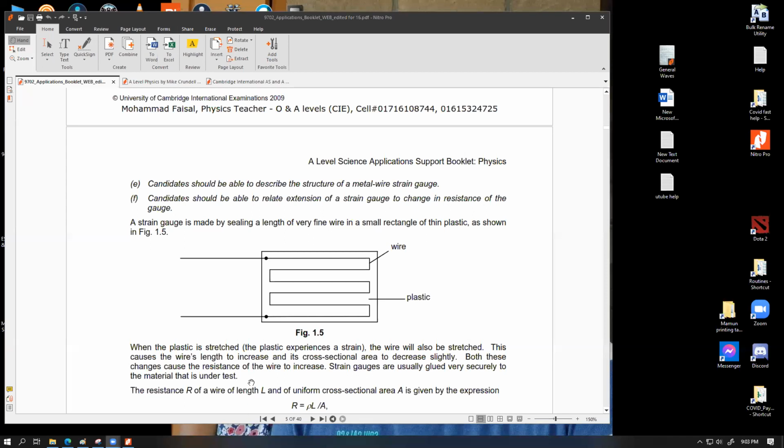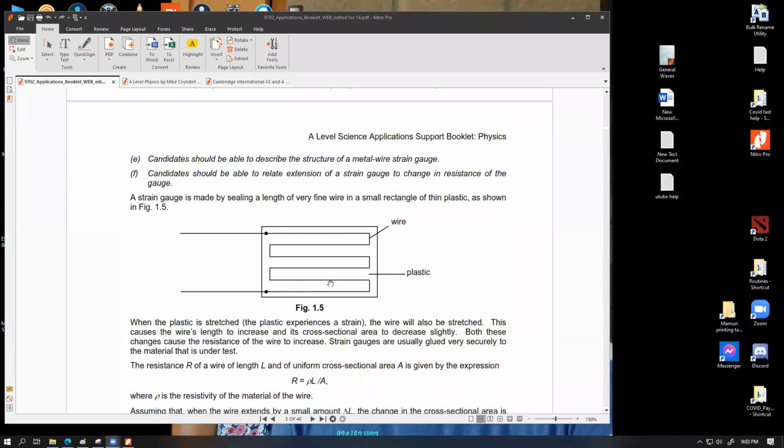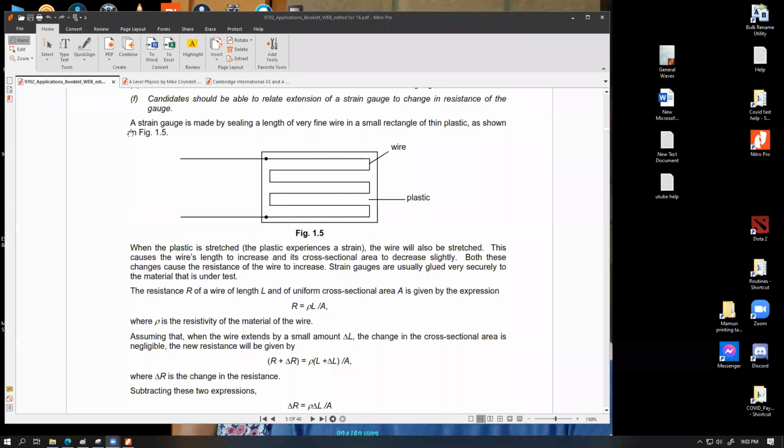So the idea for this metal wire strain gauge is to be able to detect even a very small amount of strain within a physical object. This was primarily developed for the aircraft industry to measure the strain that exists within the wings of the airplane. So let me just show you how this thing can work better.